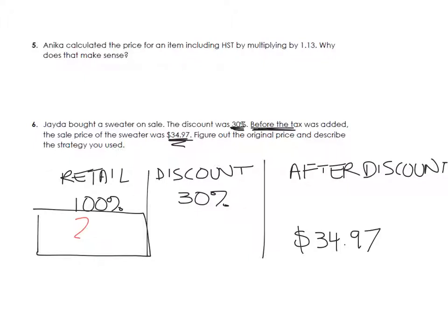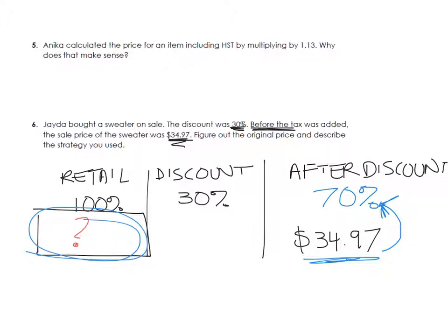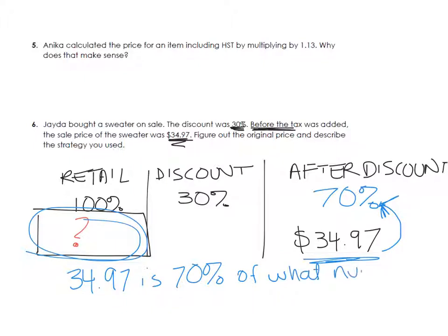We know, for example, that the after discount price as a percentage is 70%. So now if we look at this problem, we can maybe, hopefully, make a connection to what we learned in question number 2. $34.97 is 70% of this original price. So this question is actually saying $34.97 is 70% of what number? That's what this question is asking.